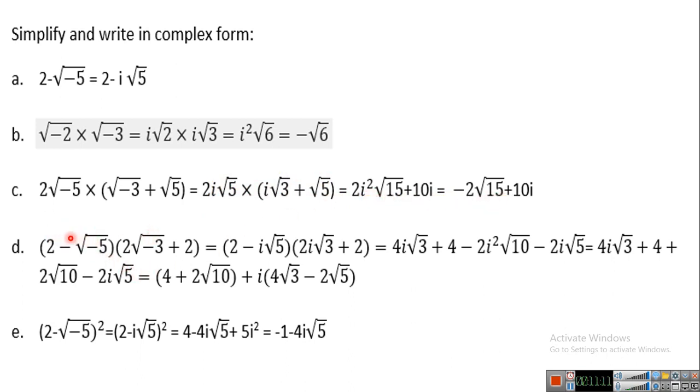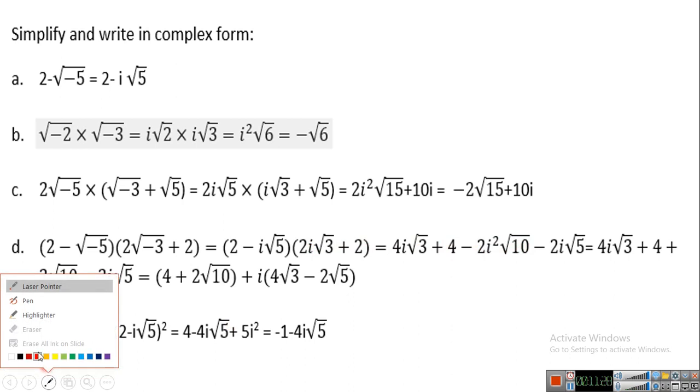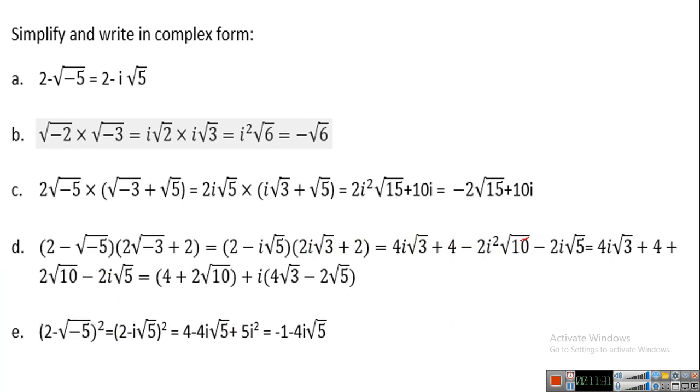Here you expand. So 2 times, we must put here radical 5i and here radical 3i. So 2 times 2i radical 3 is 4i radical 3. 2 times 2 here is 4. Here radical 15 and you have minus 2i squared, radical 15. And the last one, you have minus 2i radical 5. Now, this is 4i radical 3 plus 4. You have i squared, it will be minus 1. And you have the minus, it will be plus 2i radical 15 here instead of 10. And you have the minus 2i radical 5.